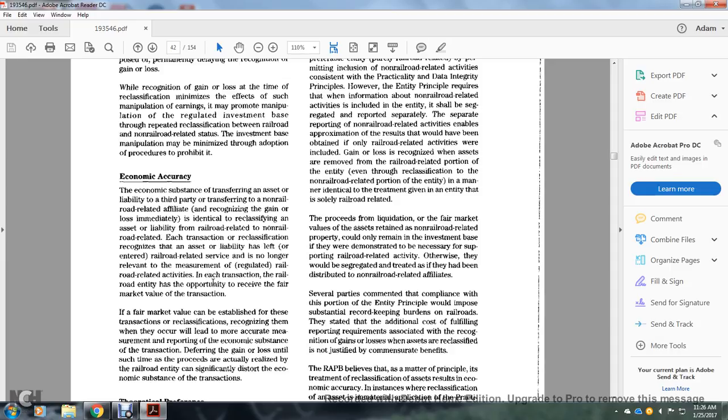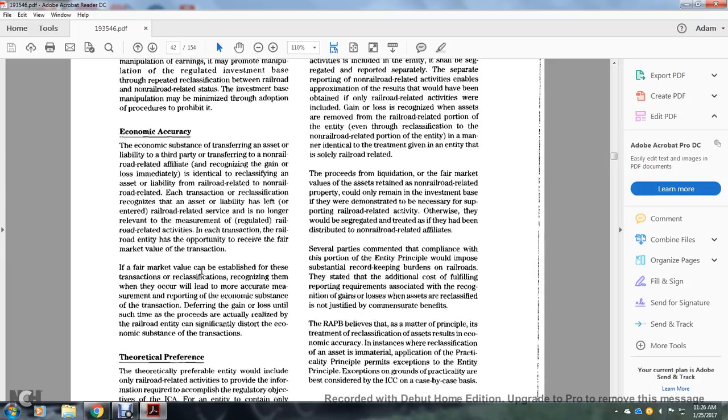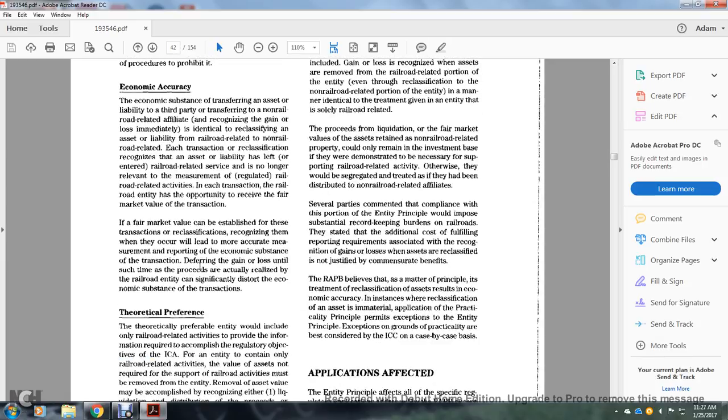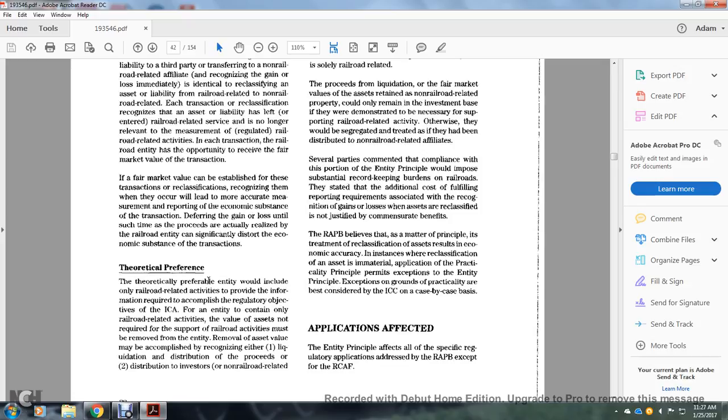In each transaction, the railroad entity has an opportunity to receive the fair market value of the transaction, and the fair market value established for the transaction at reclassification is recognized. That leads to more accurate measurement and reporting of the economic substance of the transaction. Deferring the gain or loss until such time as proceeds are actually realized by the railroad entity would significantly destroy the economic substance of the transaction.